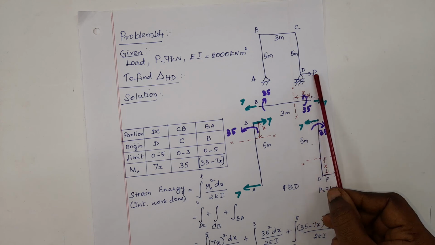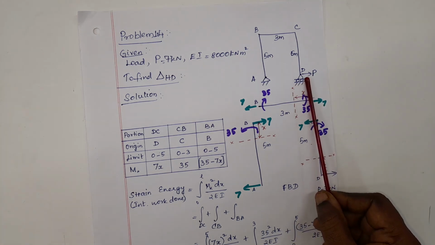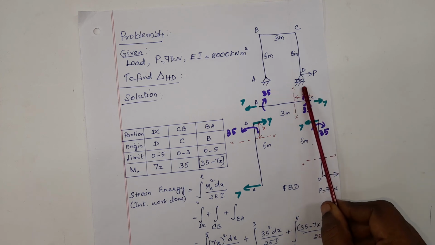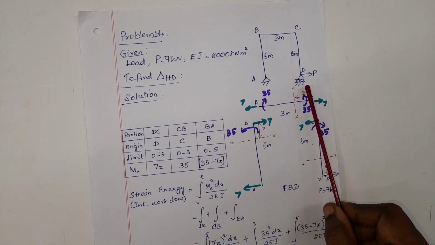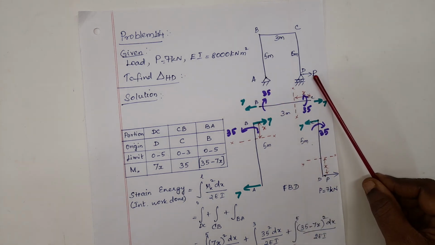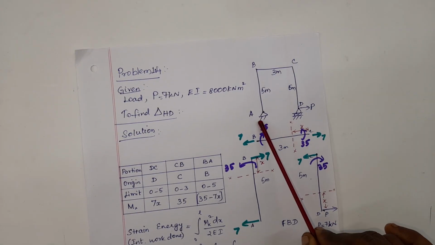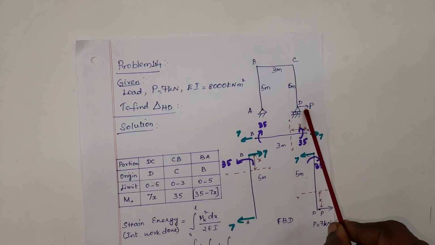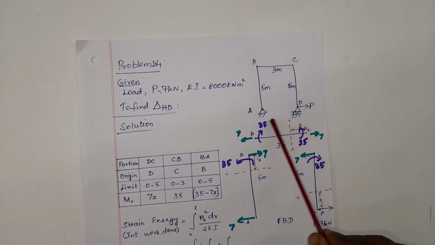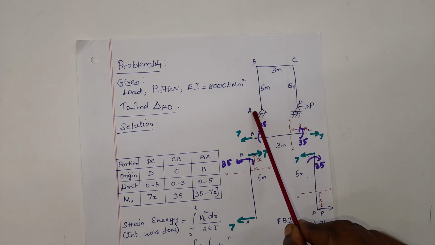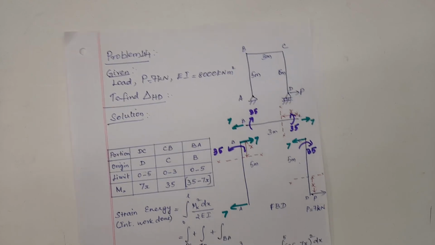There is a load P acting at the support. That is a horizontal load. Since it is a horizontal load acting at the support, this doesn't give rise to any vertical reactions at the support. If this load were acting at some distance above the support, then that load would cause reactions. Since the load is acting at the support, it doesn't give rise to any vertical reactions, but it will give rise to a horizontal reaction. Let us see from the free body diagram.